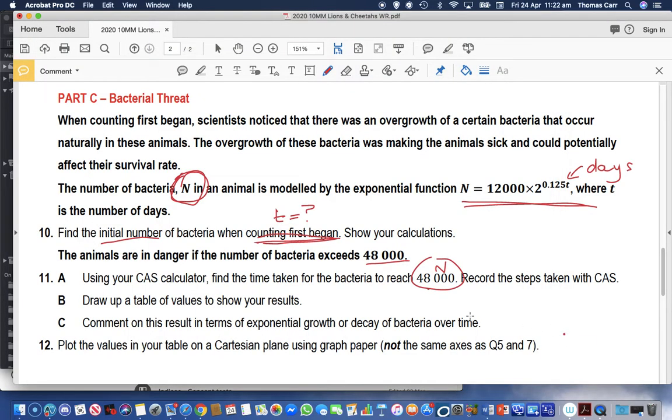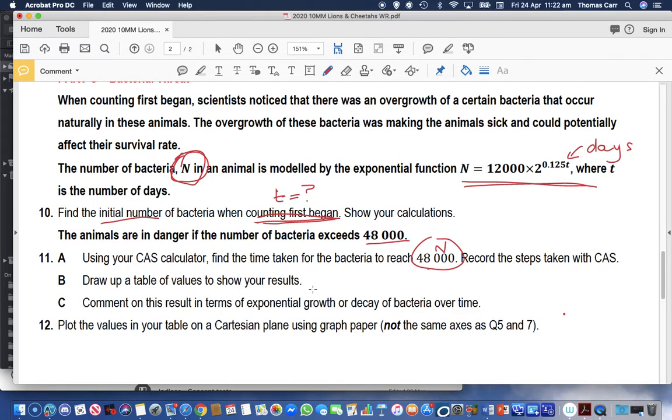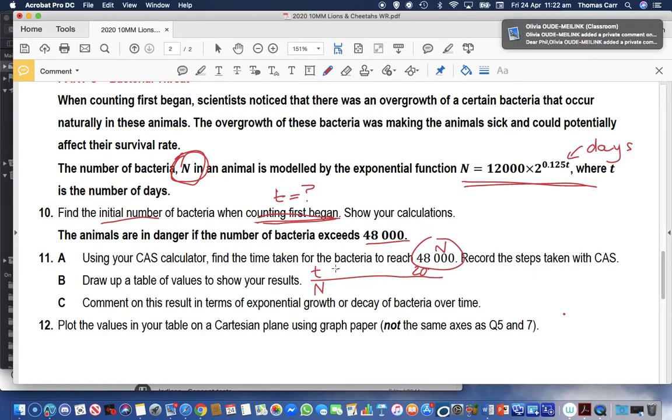Alright, let's have a look at what you have to do next. You have to draw up a table of values to show your results. So your table of values would need to have T values and N values. We just found out that it's around about 17 or so. Okay, we might go up to 20. You don't have to put every single day from 0 up to 20, but maybe count in fives at least. I reckon if you've got 6 values, you'll be able to plot it pretty accurately.